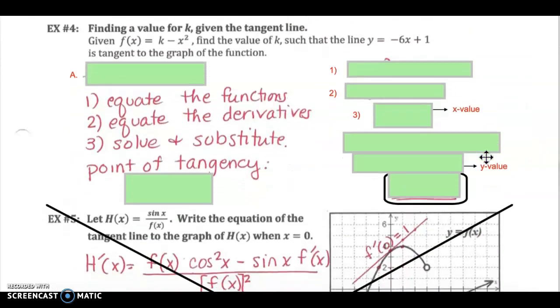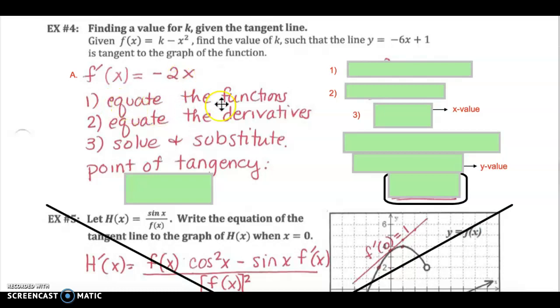Okay, example 4, finding a value for k given the tangent line. So this one's a little different. We do have these steps right here. So part A, I just went ahead and found the derivative of f of x. So in this case, k is a constant because we want to find the value of it. So it's a constant term, so the derivative is 0 anyway. So we'll just use negative x squared, and that gives us f prime is negative 2x.